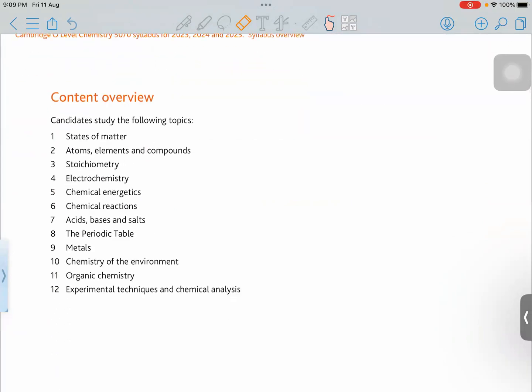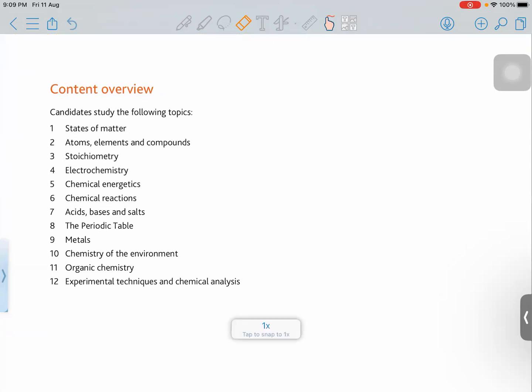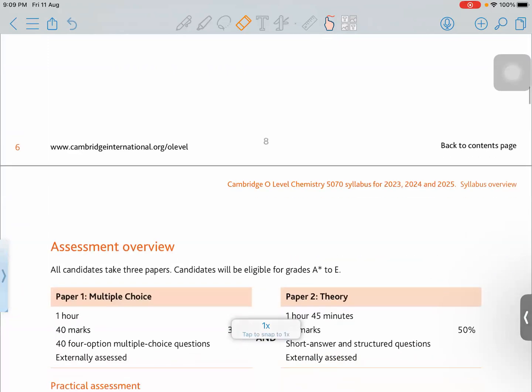Here you have the chapters. We have completed the first chapter, states of matter. Now the second chapter is atoms, elements, and compounds. So today we will start this new chapter, atom, element, and compound.